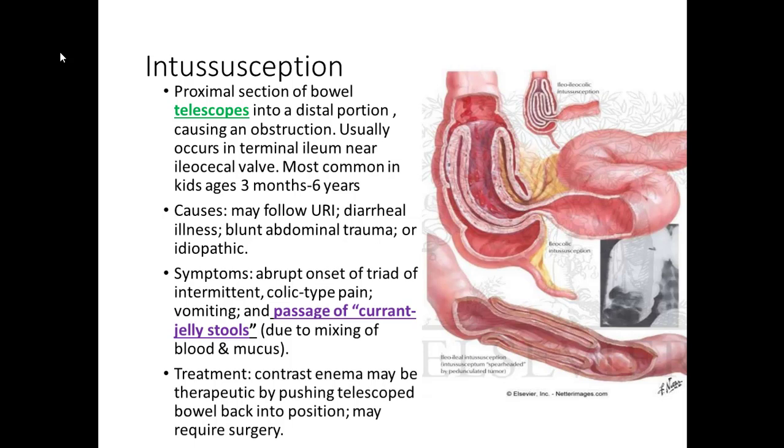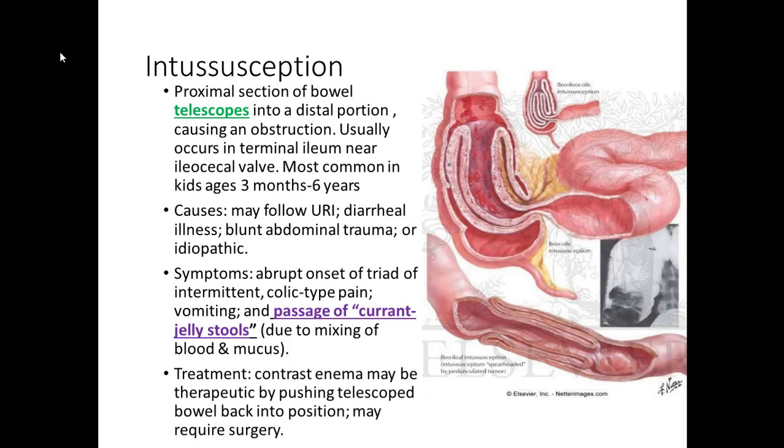So, symptoms of an intussusception. The biggest thing is that there's this passage of currant jelly stools. Now compare it to like raspberry jelly. Anyways, it's because it's blood and mucus mixed up, and that's what is actually the stool. You're going to see colic type pain and vomiting.